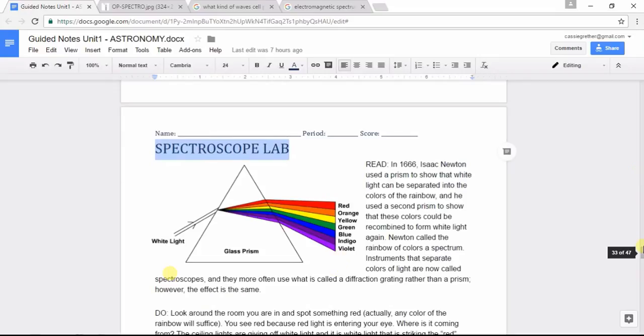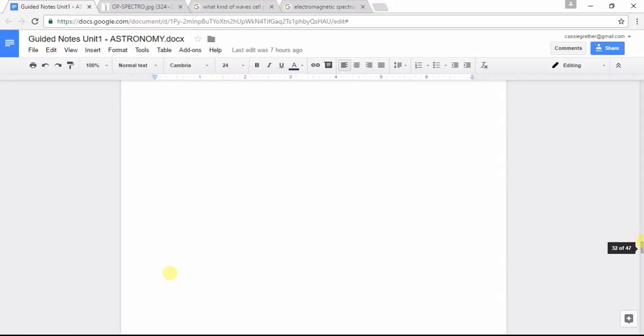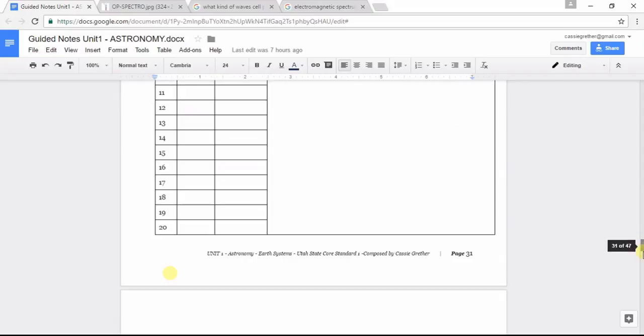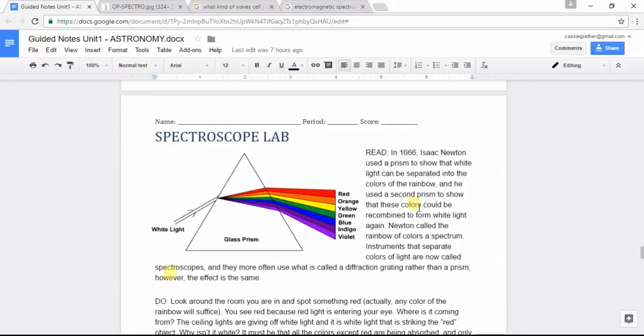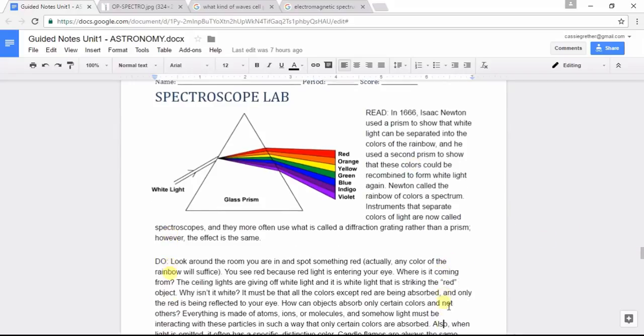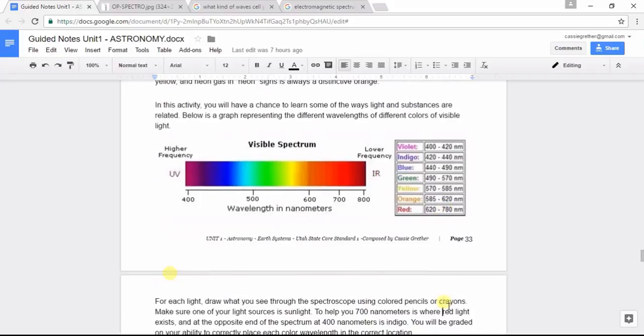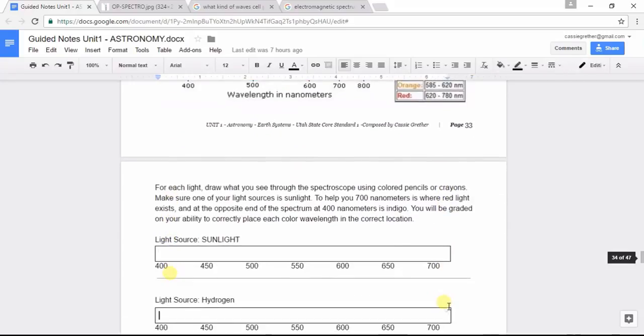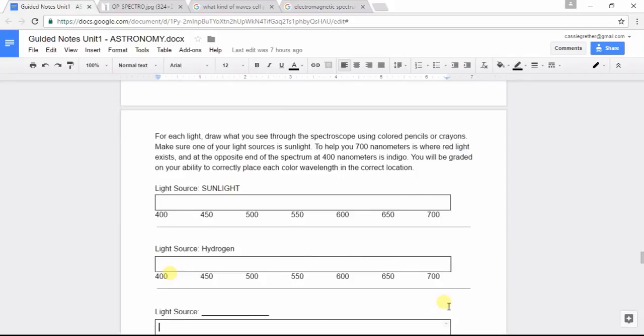So once you have the Spectroscope Lab out, what I want you to do is go through this lab. I want you to read the introduction, read the instructions, put the video on pause for a second, and then we're actually going to talk about what's at the bottom of this page before you guys get started. So read through all this information, and then we're actually going to talk about this before you start.